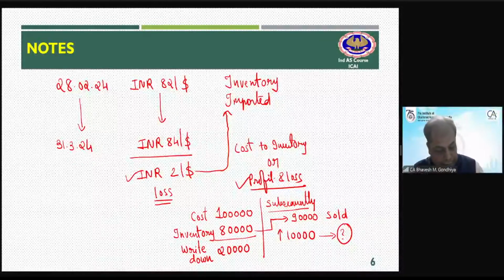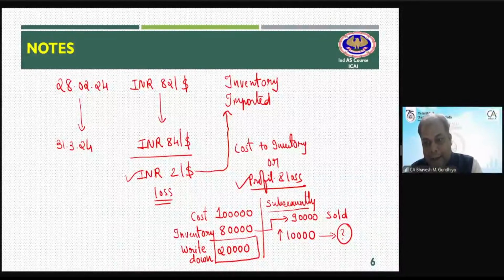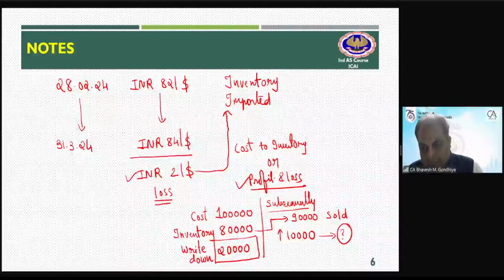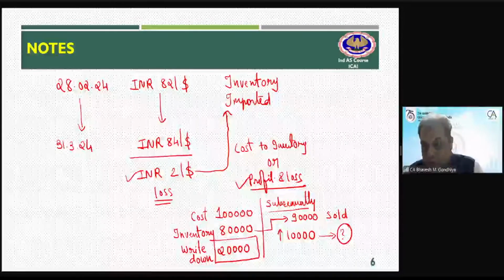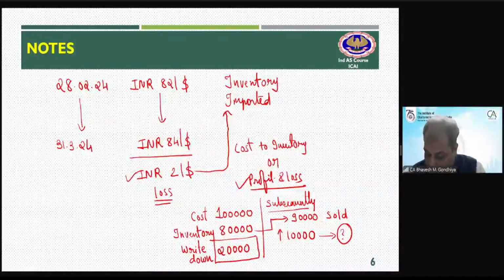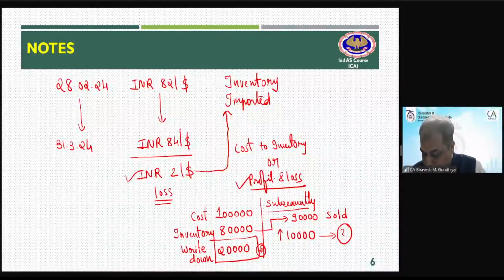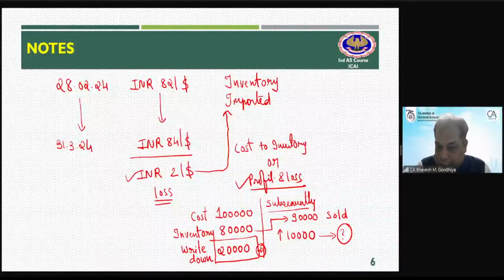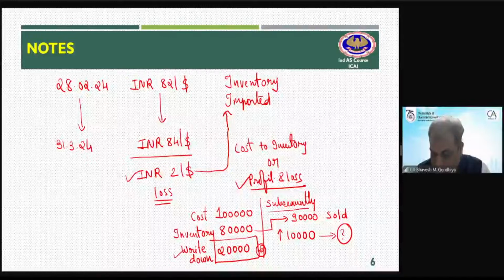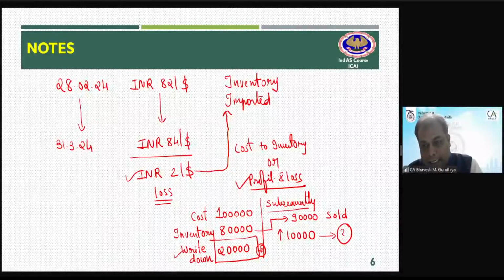The standard is telling that if you have previously done a write down of 20,000 and subsequently any increase happens in the value of inventory, then you can reverse that write down that you have already done in the past. But the maximum write up that you can do is to the extent of whatever you have already written down. For your 10,000, a reversal will be done from the write down.